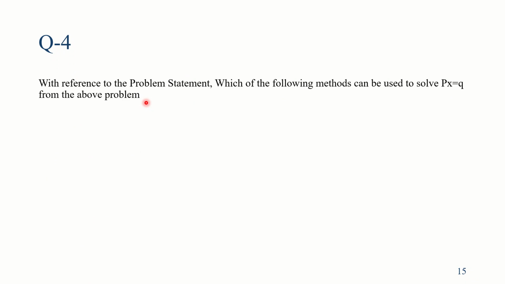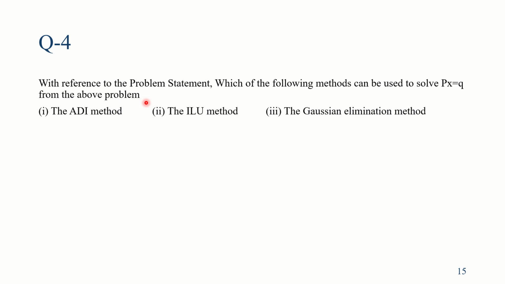In question 4, with reference to the problem statement, which of the following methods can be used to solve Px is equal to Q from the above problem? Option 1 ADI method, option 2 ILU method, option 3 Gauss elimination method. So we can say that 2 and 3 would be used. Let us look at the options. Option A 1 and 2, option B 1 and 3, option C 2 and 3, option D 1, 2 and 3.